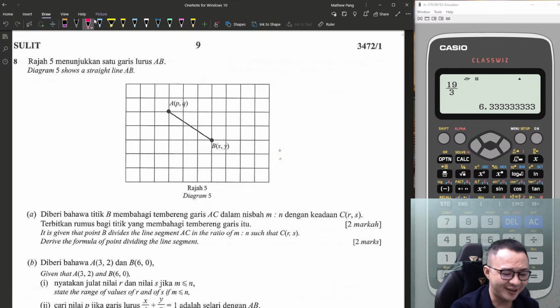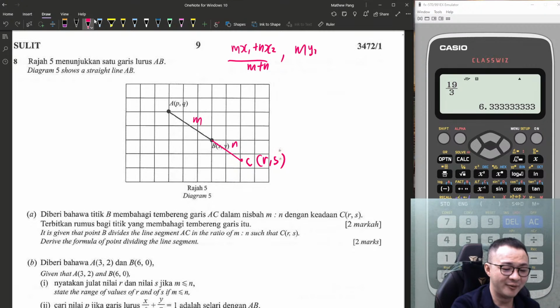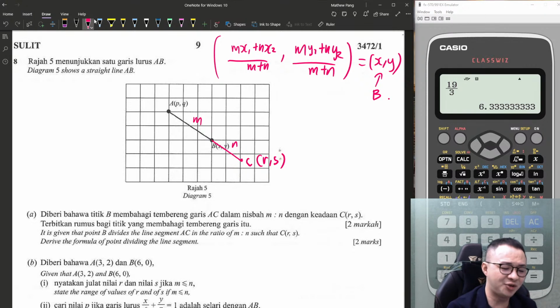Okay, so B divides the line segment AC in this ratio, and the C coordinate is R, S. I do not know where C is, so since B is in the middle of the line segment, I just randomly draw it and call this one C. So C is R and S. Then derive a formula for the point dividing a line segment in the ratio M and N. In this case, we use the ratio formula: mx1 plus nx2 over m plus n, comma, my1 plus ny2 over m plus n, equals the xy. xy is the coordinate in the middle, which is coordinate B in this case. So I just use this formula here.